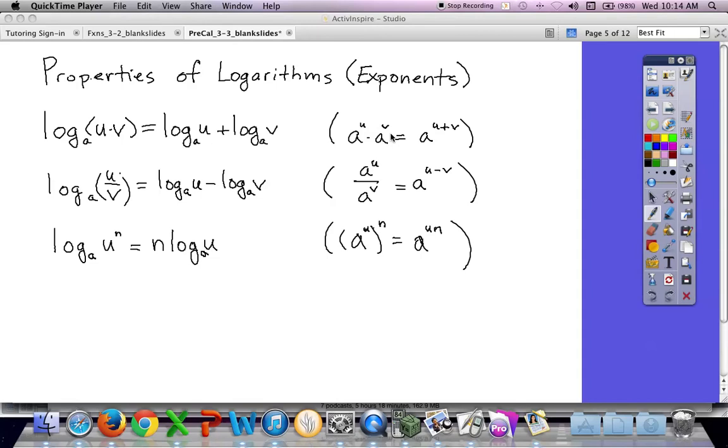For example, if I say a to the u times a to the b, since it's the same base, a, then I can simplify by adding the exponents, right? We know that property already. Well, if I have the log base a of a product u times v, that's the log of u plus the log of v. You can split it up into two logarithms. And now you're not multiplying anymore, you're adding. When I refer to that, I would call that a product property.